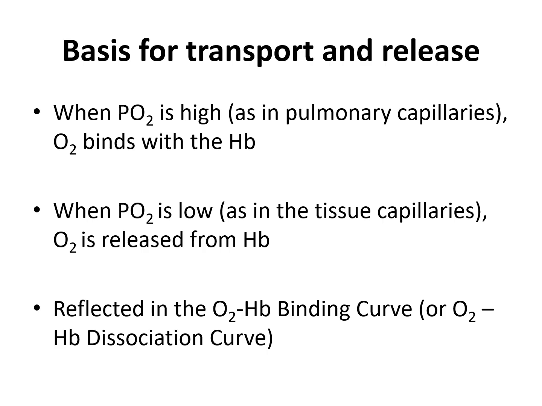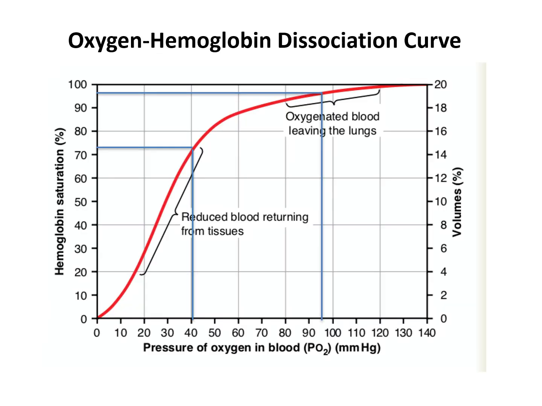So this relationship is reflected in what is known as the oxygen hemoglobin binding curve, or more commonly referred to as the oxygen hemoglobin dissociation curve. It's both the binding and the dissociation curve, depending on whether you're going from left to right, which means you're binding oxygen, or right to left, which means you're dissociating.